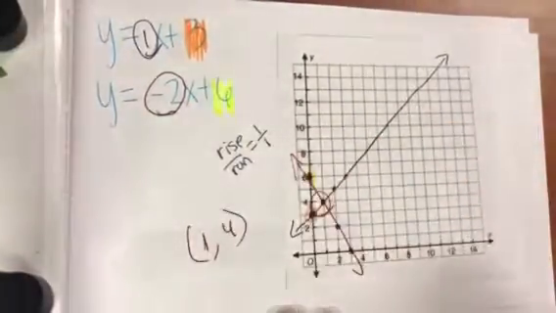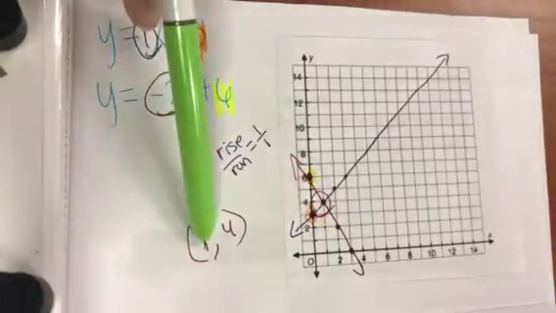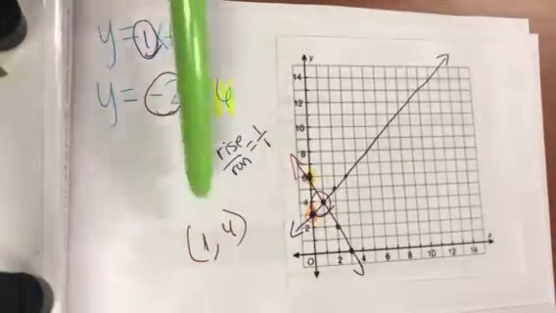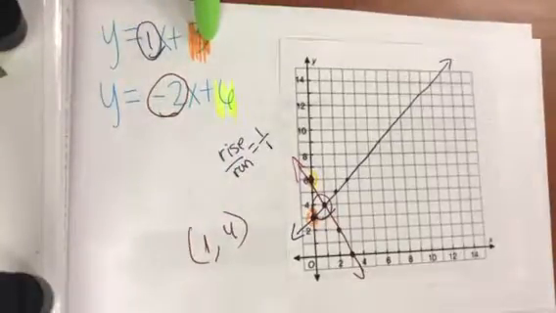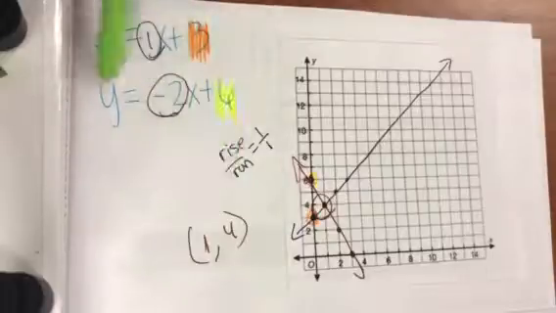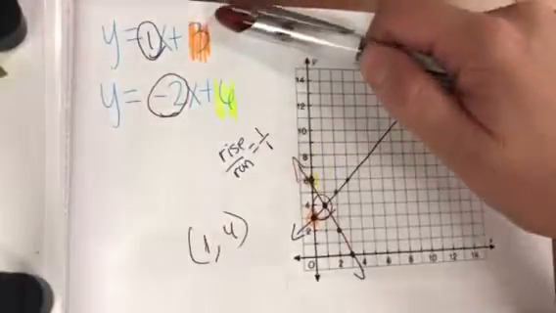So our answer is 1 and 4. Now, the reason why this works is if I plug in this x value and this y value in here, solve that, it's going to be true. But if I also plug it in here, it's also going to be true as well. This is why it's called a system of equations, because you have a system going on at the same time.